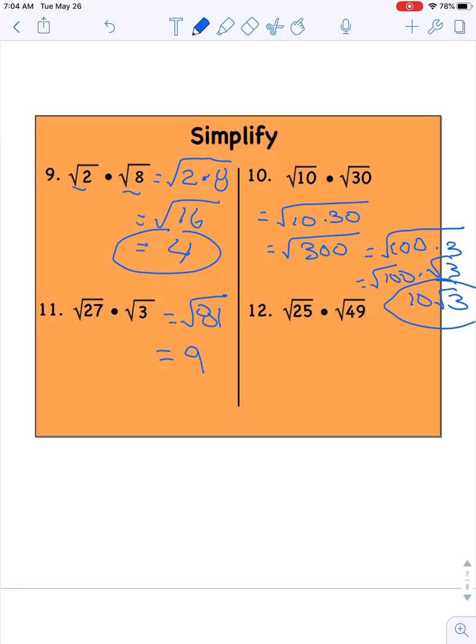Now, if you take a look at number 12, we could multiply those back together. But if you already see that one of these numbers is a perfect square, then I wouldn't bother doing that. Okay, so I already see the square root of 25 is 5, and the square root of 49 is 7, so now I just have to take 5 times 7, which gives me 35. So that makes it a lot simpler.